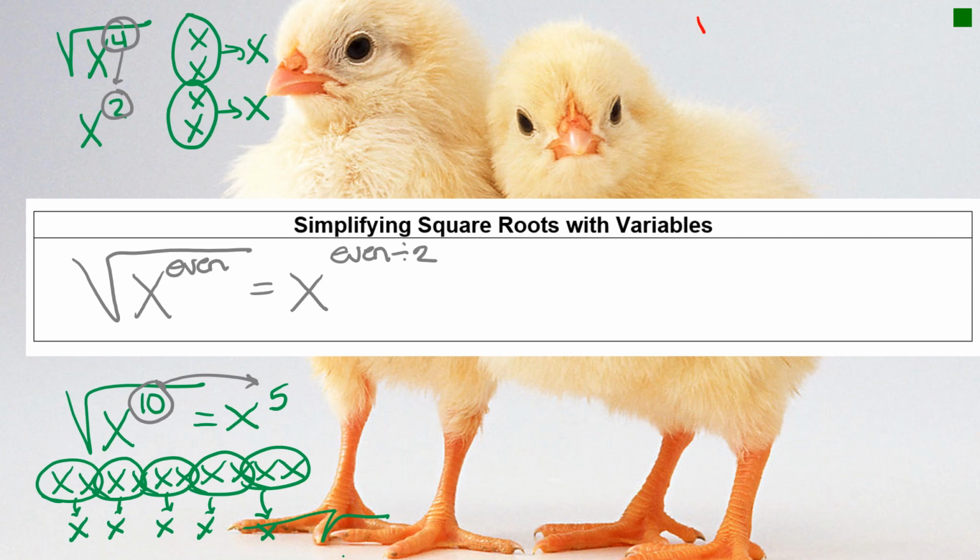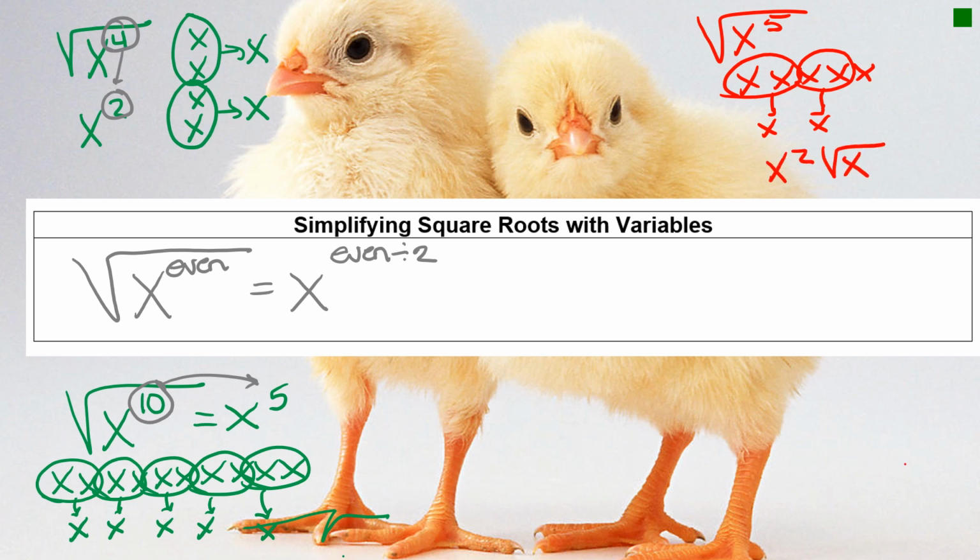What if I take the square root of x to the 5th? That's 1, 2, 3, 4, 5. Pair of x's brings out an x. Pair of x's brings out an x. X times x is x squared. Uh-oh, I have an x left inside.